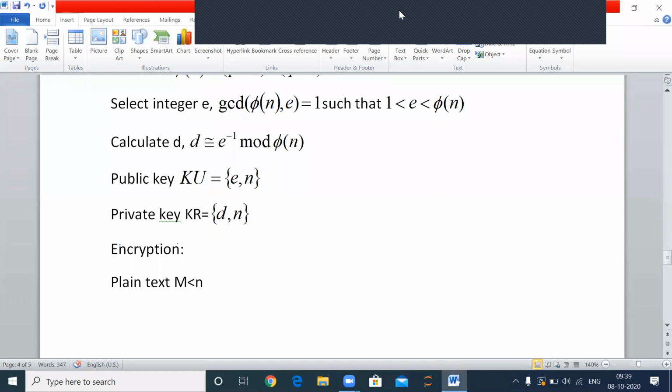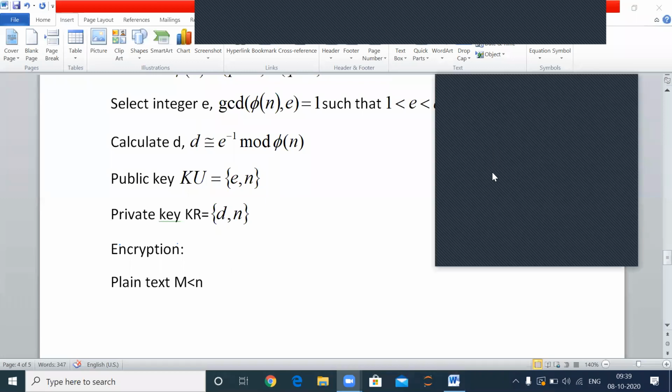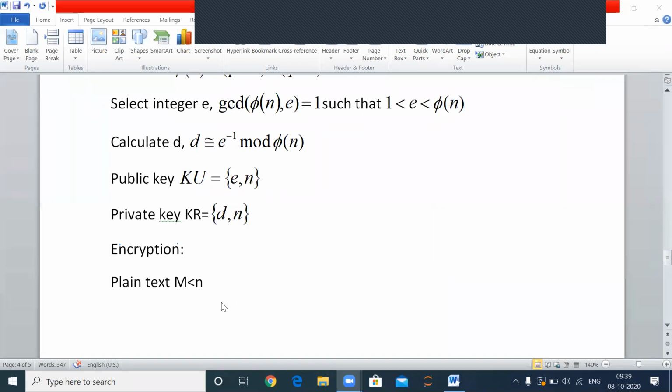Plain text is nothing but the readable format. That is the way we have to choose the plain text, less than that number, right? And how to calculate the ciphertext, means how the encryption process can be done. Here the ciphertext, that is ciphertext I am representing as C or CT. Plain text is M I am representing, right?